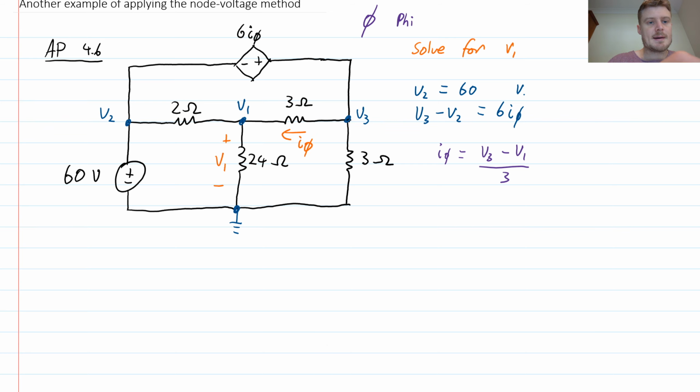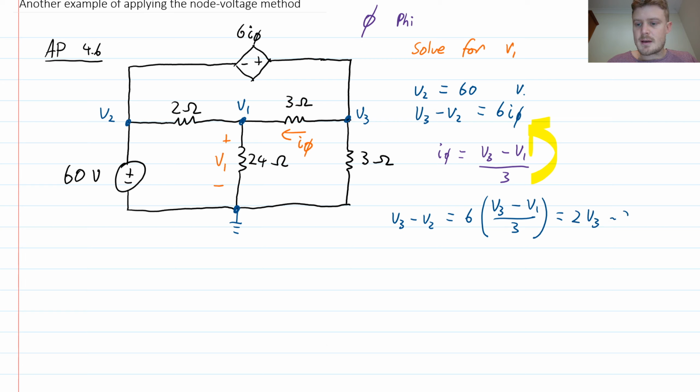So first, let's clean up what we have written here on the right-hand side. I'm going to substitute what I know about I phi into my expression for the voltages. This will give me V3 minus V2 is equal to 6 times V3 minus V1 divided by 3, which simplifies to 2 V3 minus 2 V1.